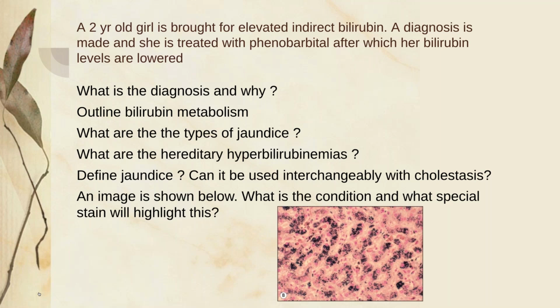Outline bilirubin metabolism. What are the types of jaundice? What are the hereditary hyperbilirubinemias? Define jaundice. Can it be used interchangeably with cholestasis? An image is shown below. What is the condition and what special stain will highlight this?